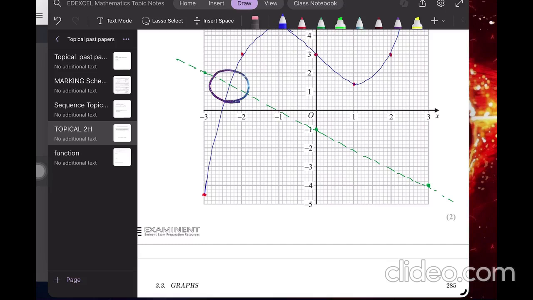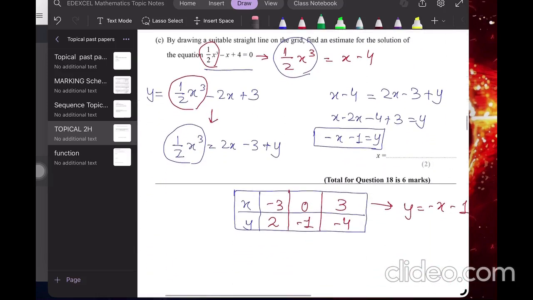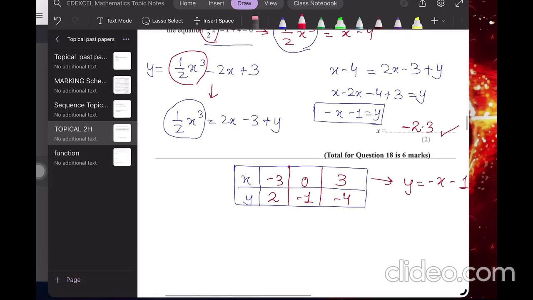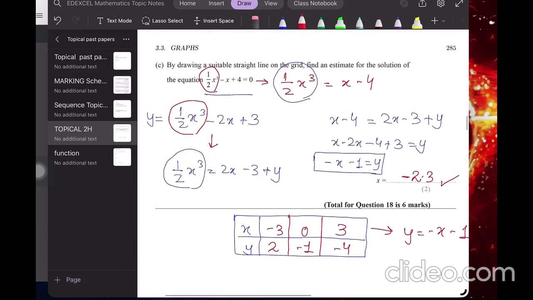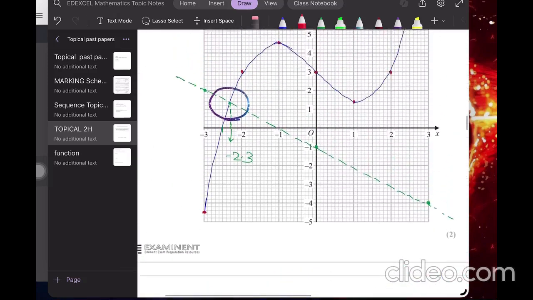So for that I just need to see at which point they are intersecting. It's somewhere between -2 and -2.5. So I will give my estimated answer to be -2.3. So I will say that the solution of this one is x equals -2.3. That's how you solve it, and that will be the end of the question, which will give you a total of 6 marks. So I hope the concept is clear.